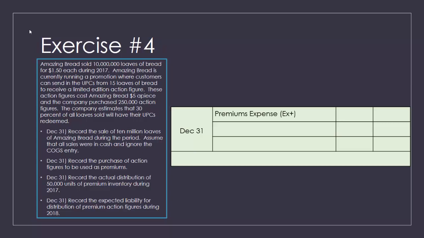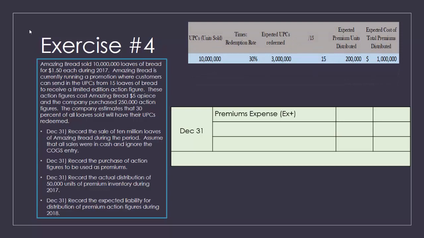Well, we're going to have to record an expense for this because, again, these sales happen in 2017, and we have to have all expenses related to the sales on our books in 2017. So we need to record the expense for all of our estimated distribution of these figures in the future. How do we do that? Well, we've got to figure out a bunch of stuff right here.